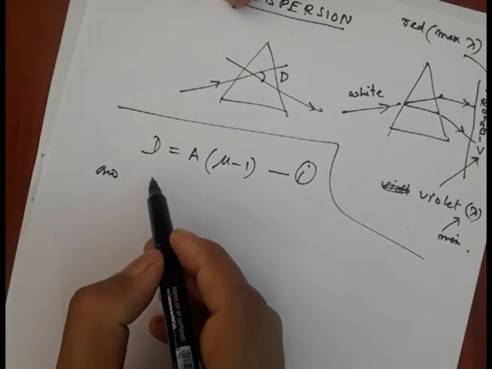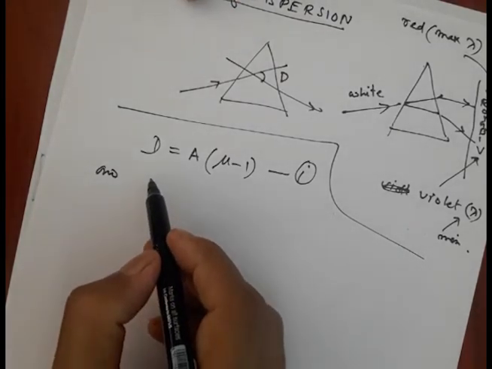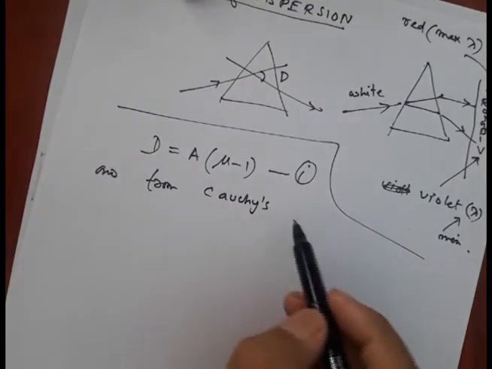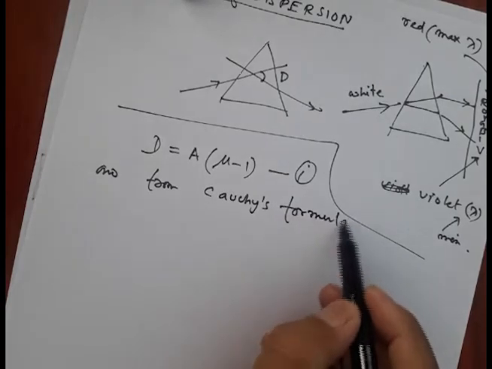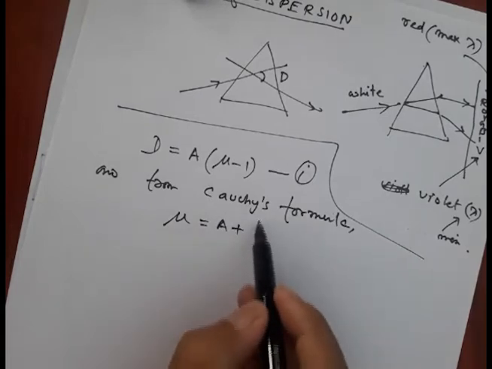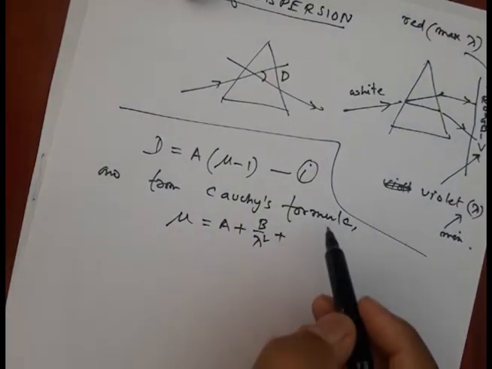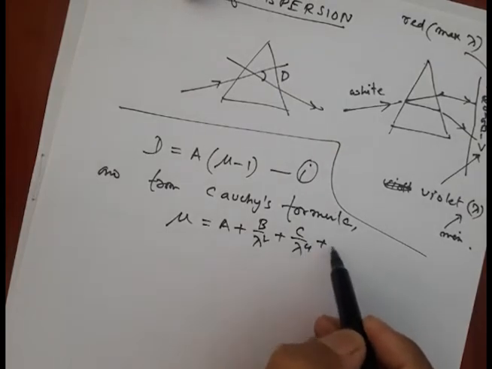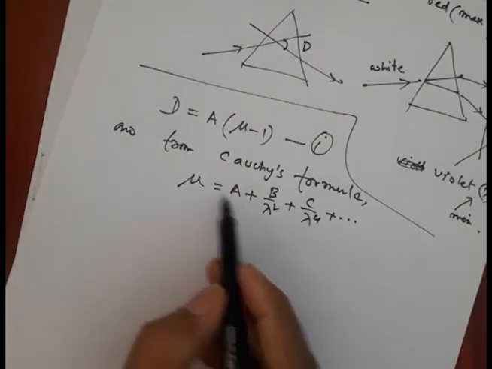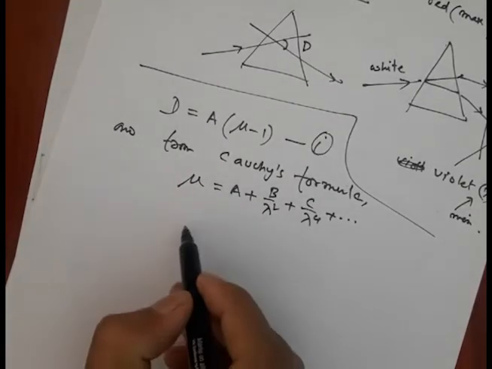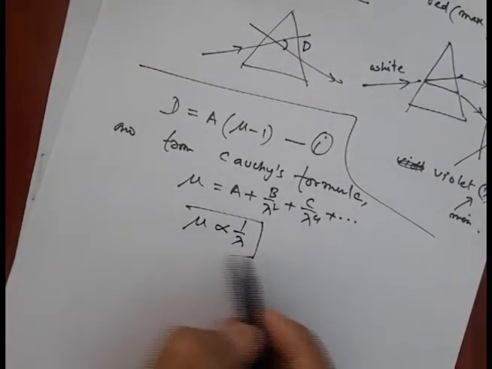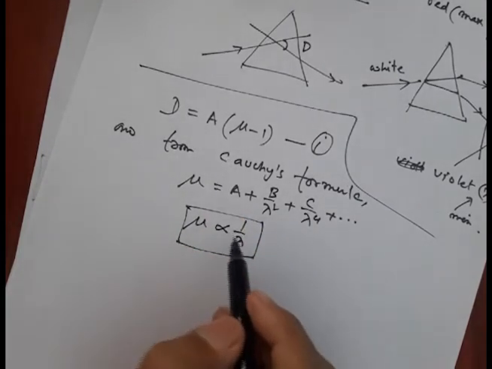And there is one formula we call Cauchy's formula. From Cauchy's formula, mu is equal to A plus B by lambda square plus C by lambda power 4 plus so on, where A, B, C are constants and lambda is the wavelength. So, summarized together, you can say that the refractive index varies inversely with the wavelength. This is given by Cauchy's formula.